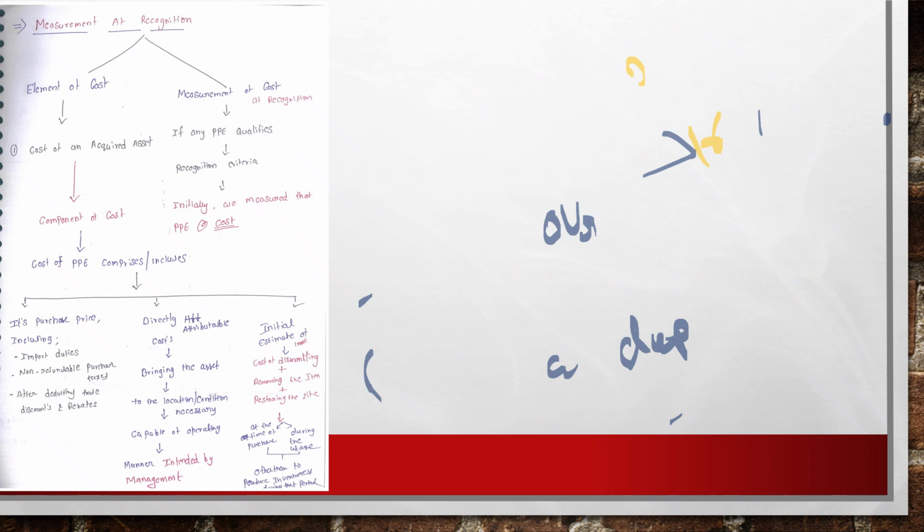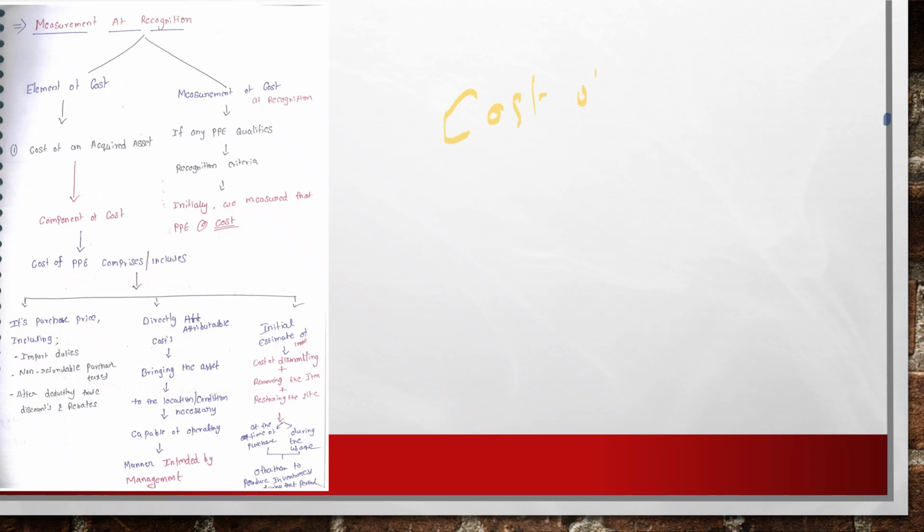I will explain these while doing the practical examples, but this is the prima facie condition to select the cost. And then the initial estimate of the cost of dismantling or removing of an item or restoration of the site, at the time of the purchase or during the usage, otherwise they produce the inventory. Suppose, I will tell the example. There are a few examples. I will explain one by one.